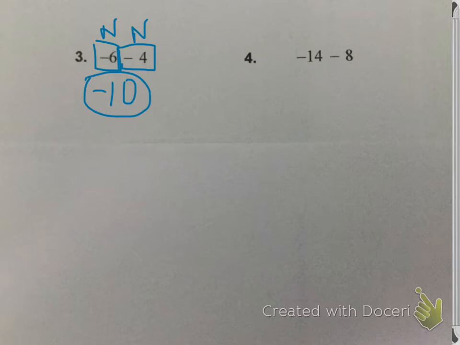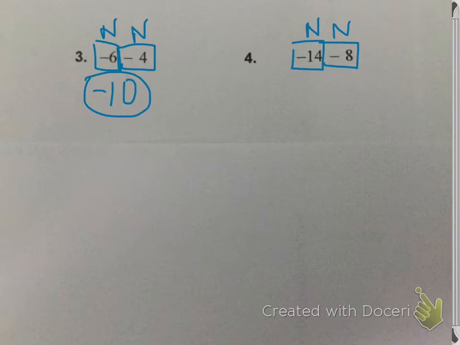Number 4, we have a -14 and a -14 minus 8, subtract 8, or you could think of it as a -8. People are going to ask me, is that a subtraction or a negative? You could think of it either way. It's the same thing. Okay, so I have 2 negatives.